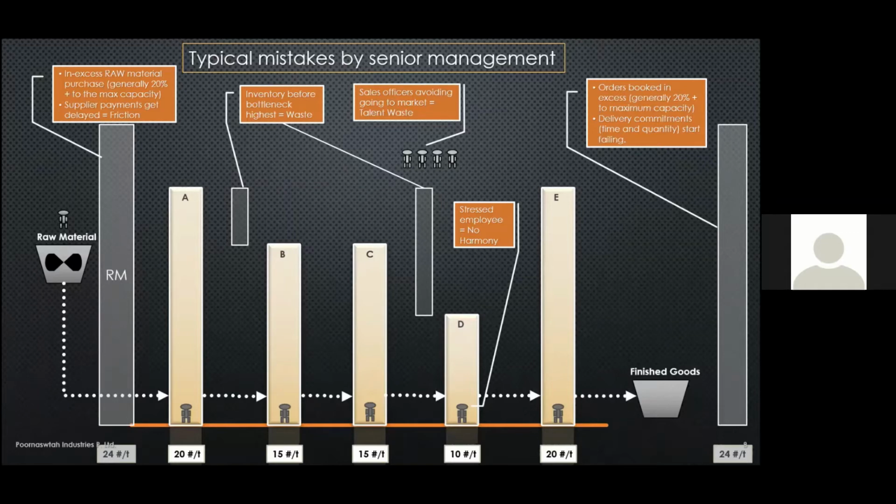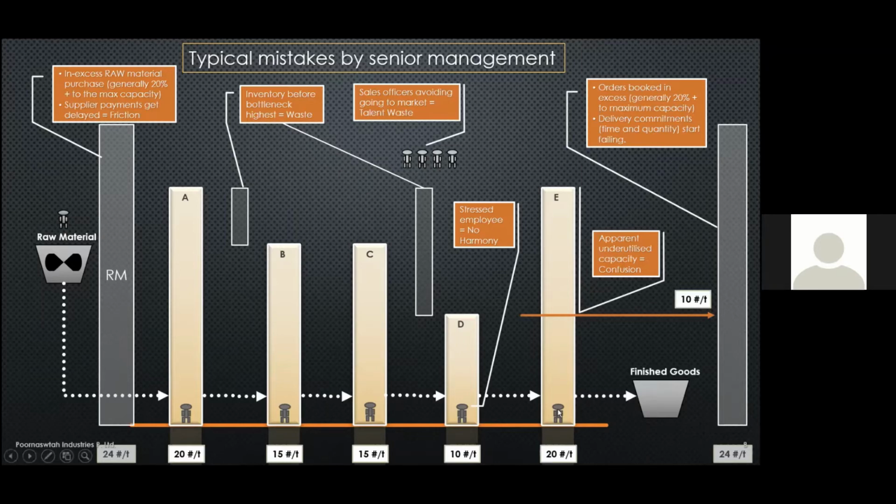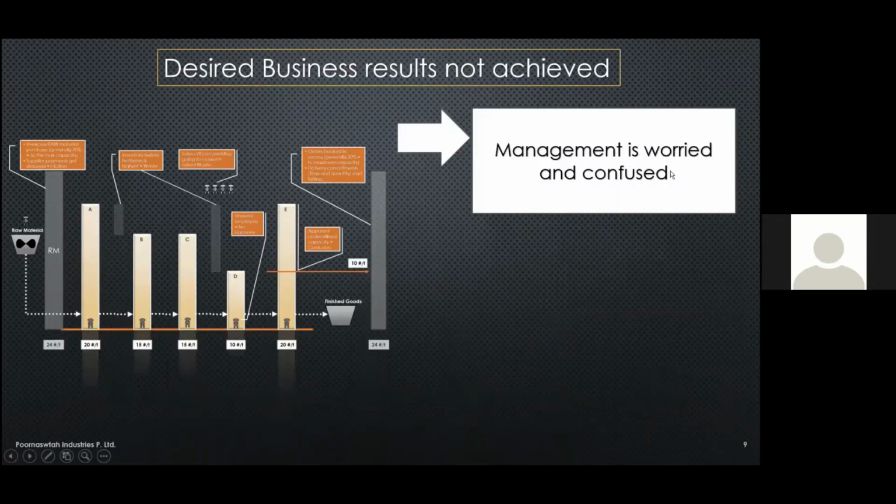Then harmony is lost in the organization. This person is always under pressure, asked why are you not utilizing your 20 units per time capacity? There is an apparent underutilization of capacity. This is confusion. He says, I am in a perfect position to give you 20 units, but please give me an input of 10 units per time. I am okay, I will give it. Why are you deducting my salary for not achieving that KRA? That's not my fault. So there is confusion in the organization, and eventually the senior management is worried and confused. What's happening in the organization?